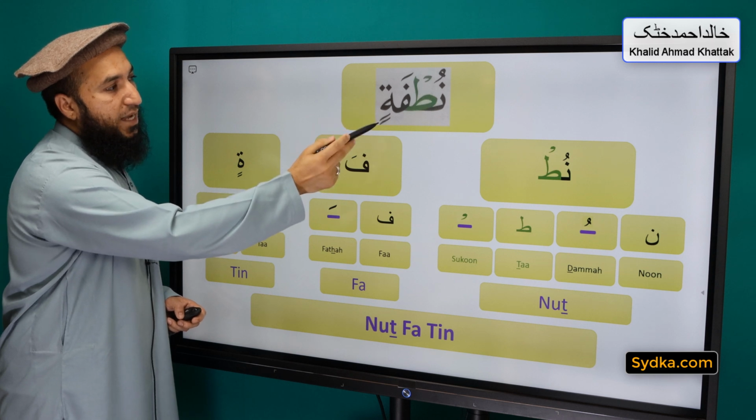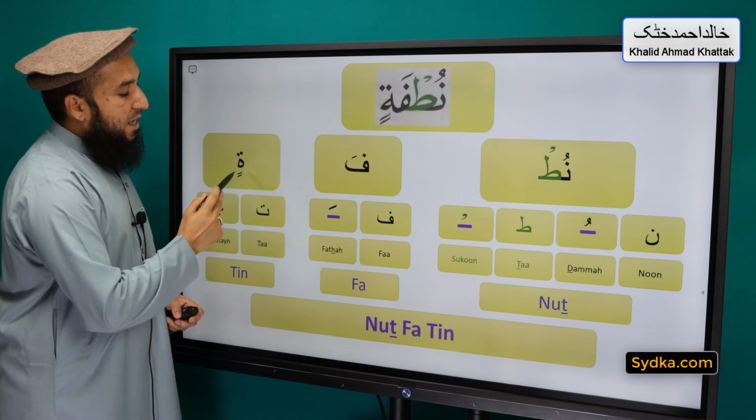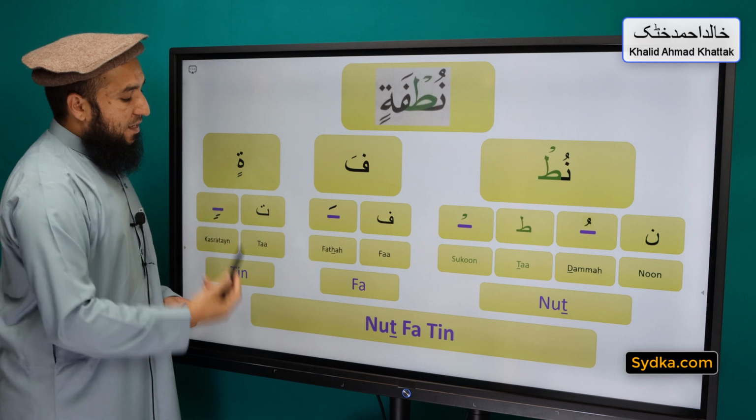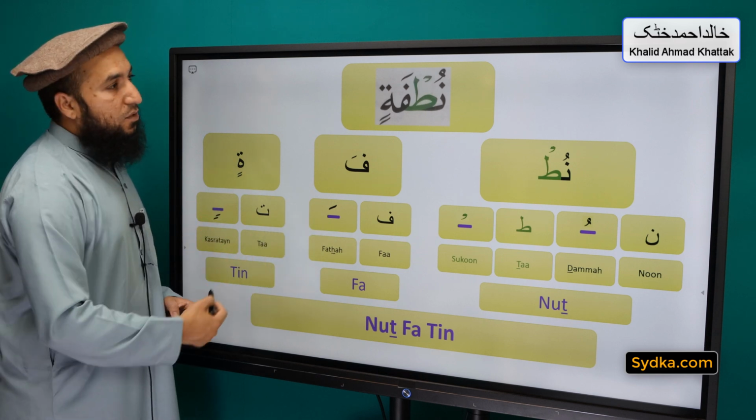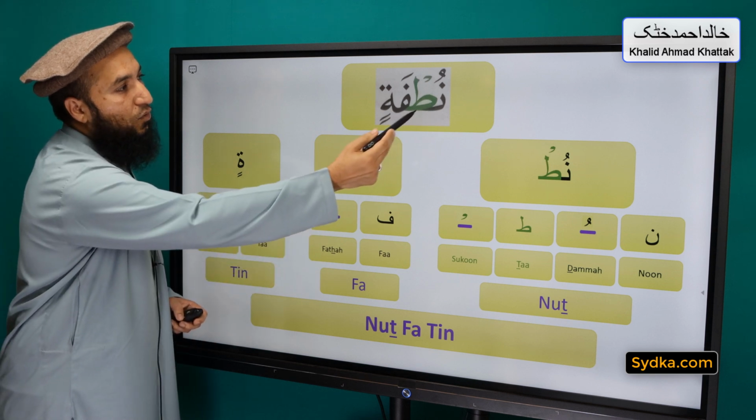Ta kasratain thin. Combining all three syllables together, we have nutfatin.